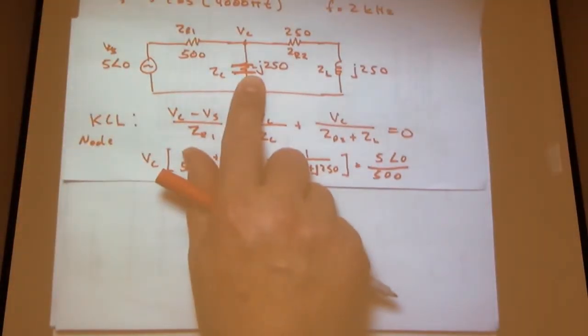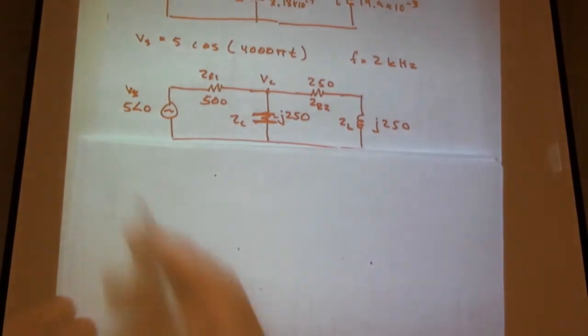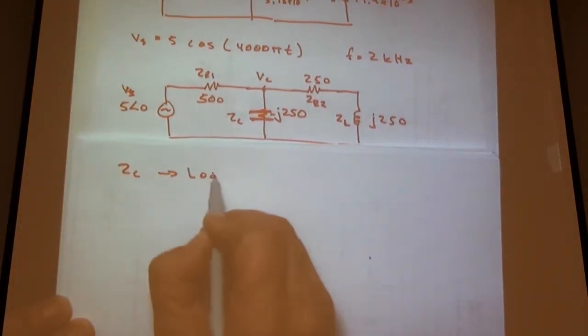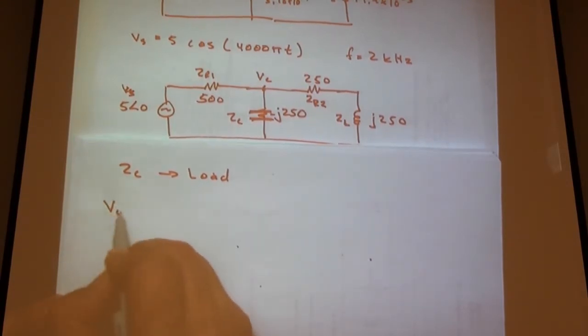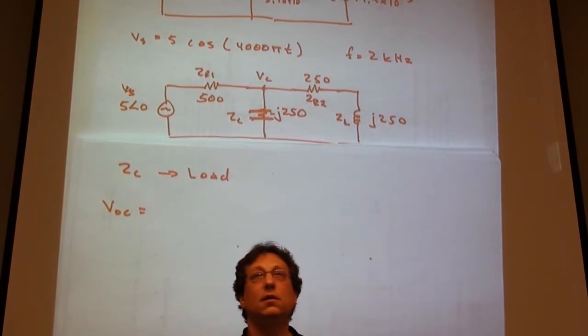Here's a load. So why not? We can set it up. We don't have to carry it through very far. But if we consider ZC our load, well, what do we need to find? Well, the open circuit in this case is what? It's actually not too hard. What's the open circuit? You can say it symbolically. What's the open circuit?